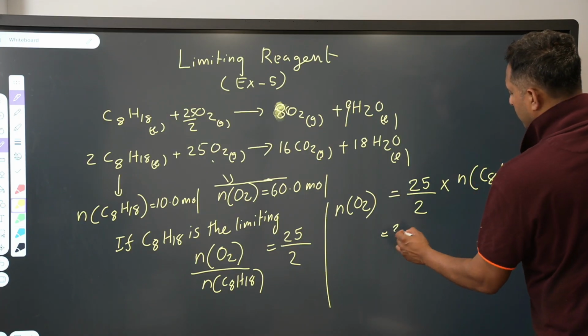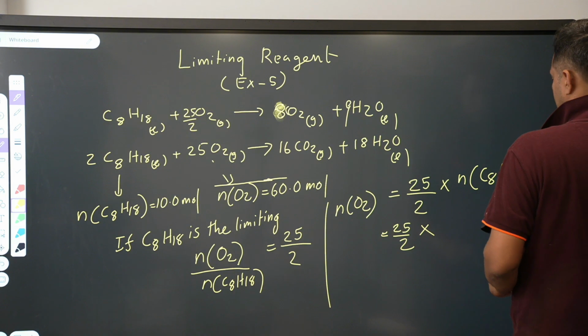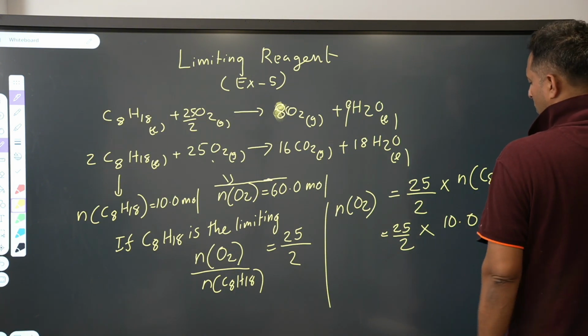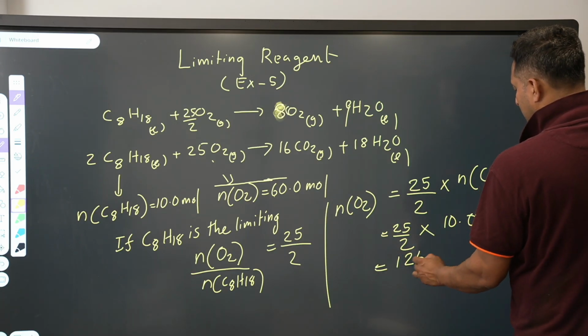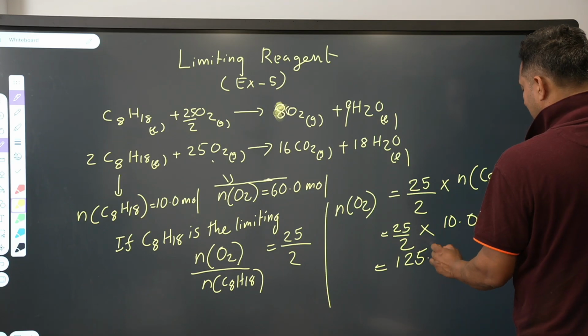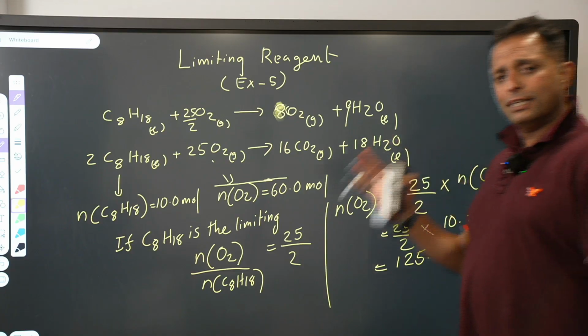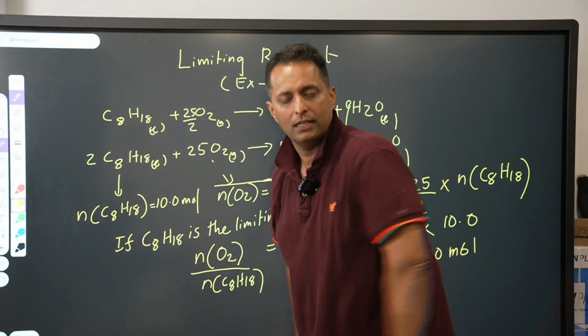Therefore, 25/2 times 10, which is what? Which is 125. We need 125 moles of oxygen if octane is going to be the limiting.